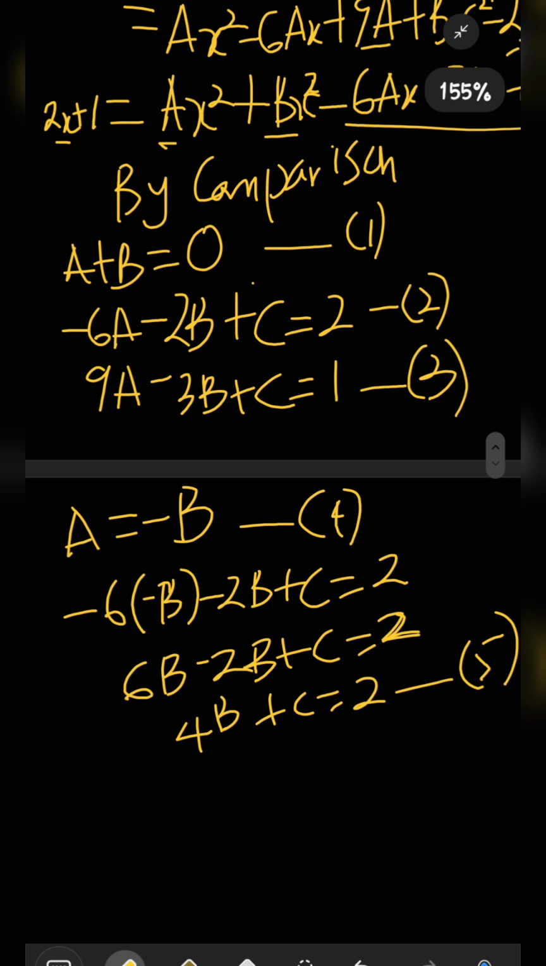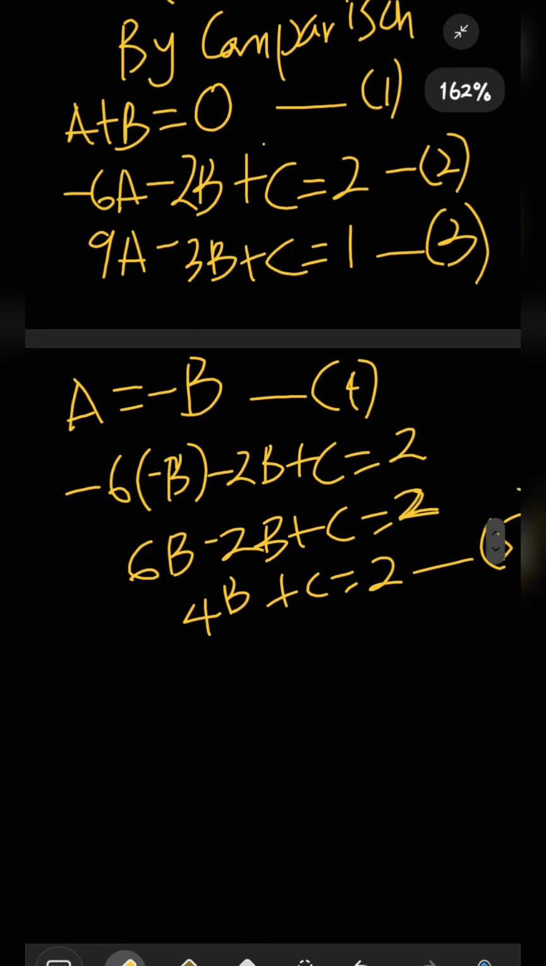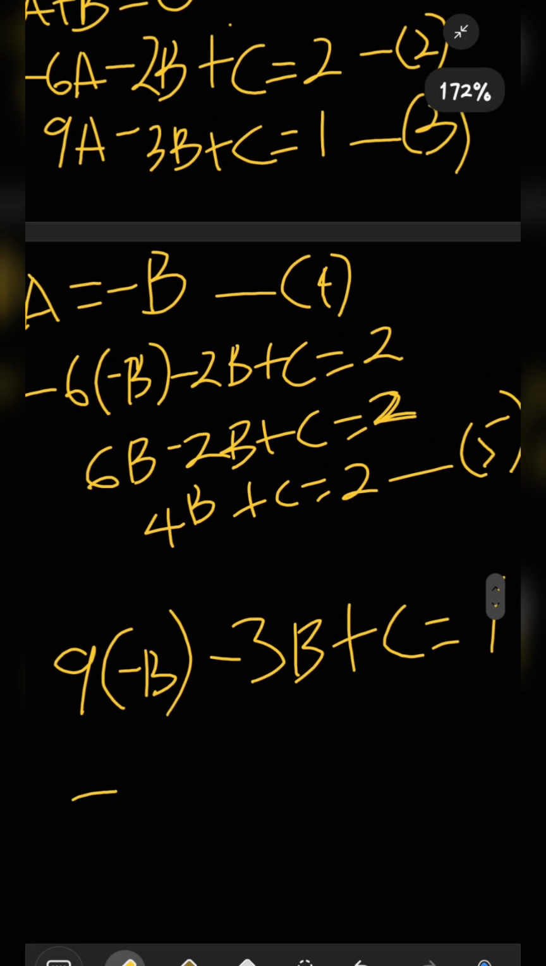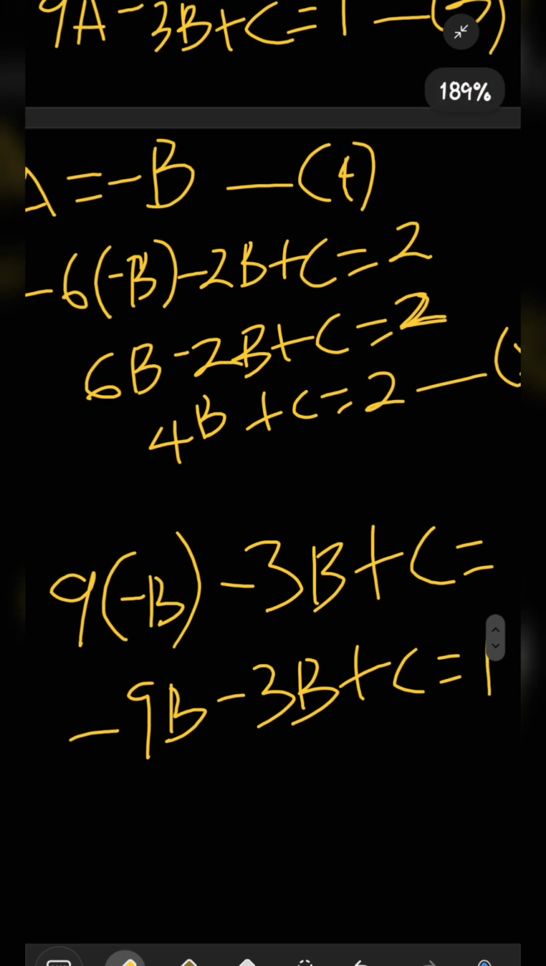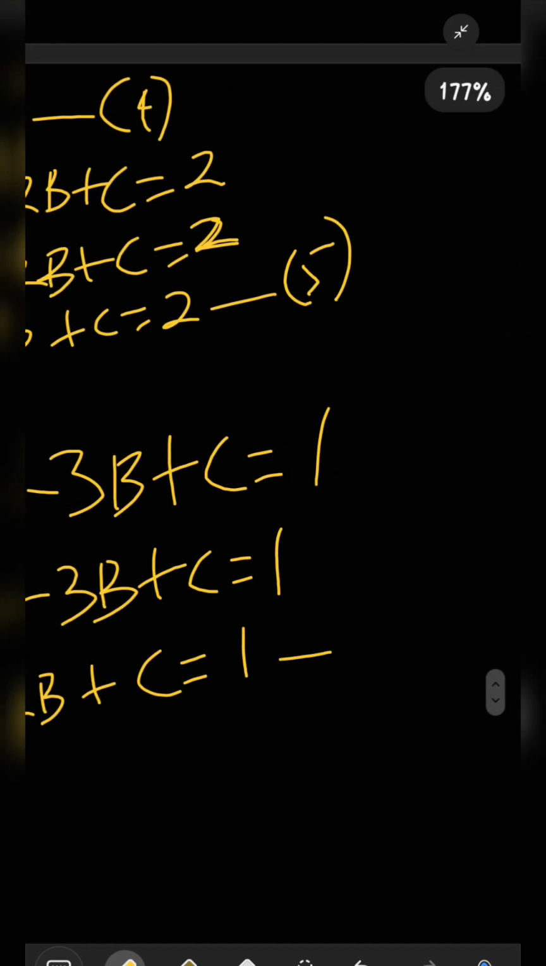Now, still putting A to be minus B, equation 4, into equation 3, we'll be having 9 into minus B minus 3B plus C is equal to 1. So this is minus 9B minus 3B plus C is equal to 1. So minus 9B minus 3B is minus 12B plus C is equal to 1. So let's call this equation 6.